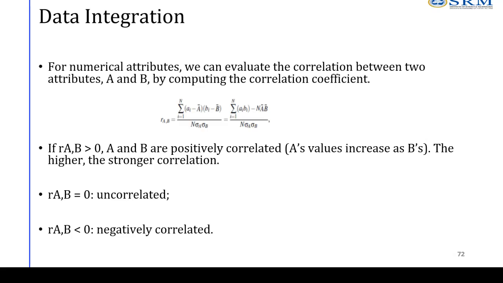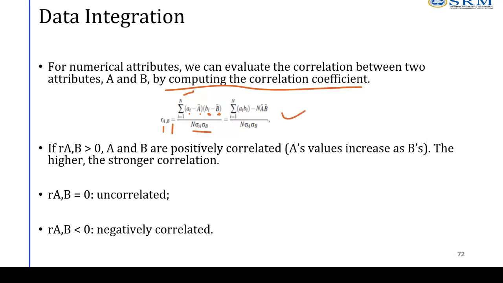Here you have the correlation coefficient formula, where the correlation coefficient of A, B, where A and B are the two attributes, is the sigma of i equal to 1 to n, the number of elements, of (A_i minus A mean) times (B_i minus B mean), where A mean is the overall mean of attribute A and B mean is the overall mean of B, divided by n times the standard deviation of A times the standard deviation of B.